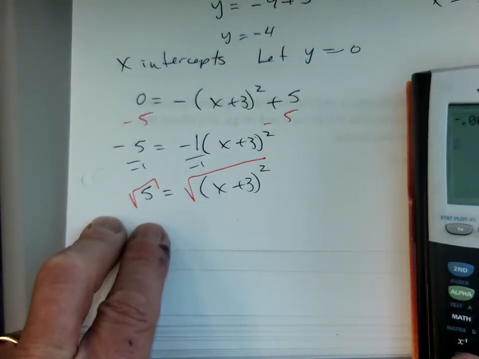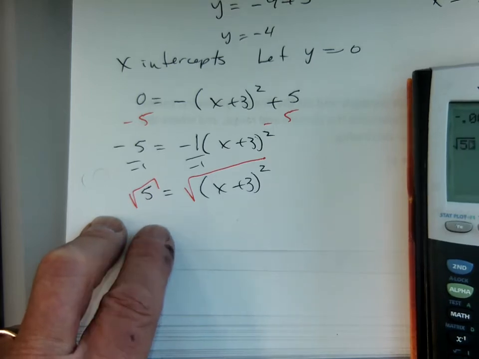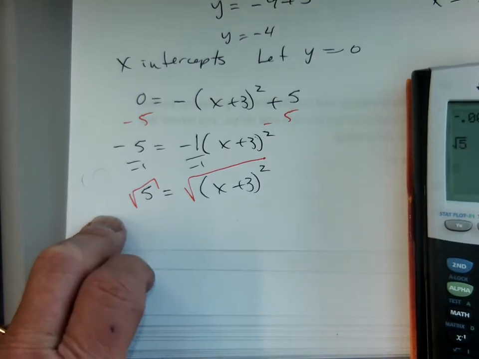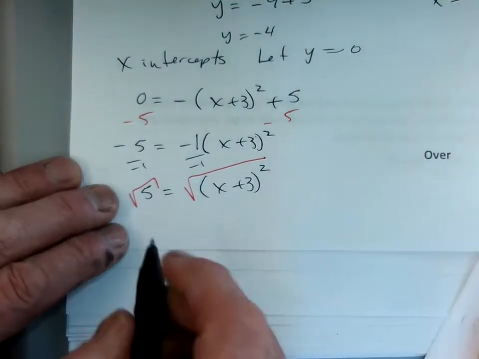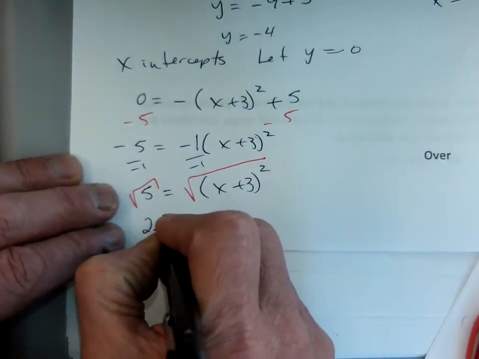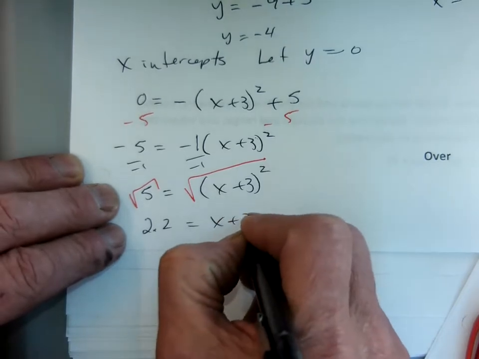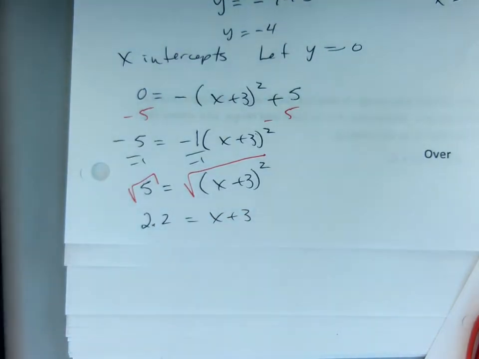Square root of 5. It's about 2.2. Can we go with 2.2? So I'm going to go 2.2 equals x plus 3. But minus 3? I thought we had to have 2 answers. Yeah, we got to have two answers. Okay. Let's go into something easy. Square root of 9. What's square root of 9? 3. Because 3 times 3 makes 9, right? What about negative 3?